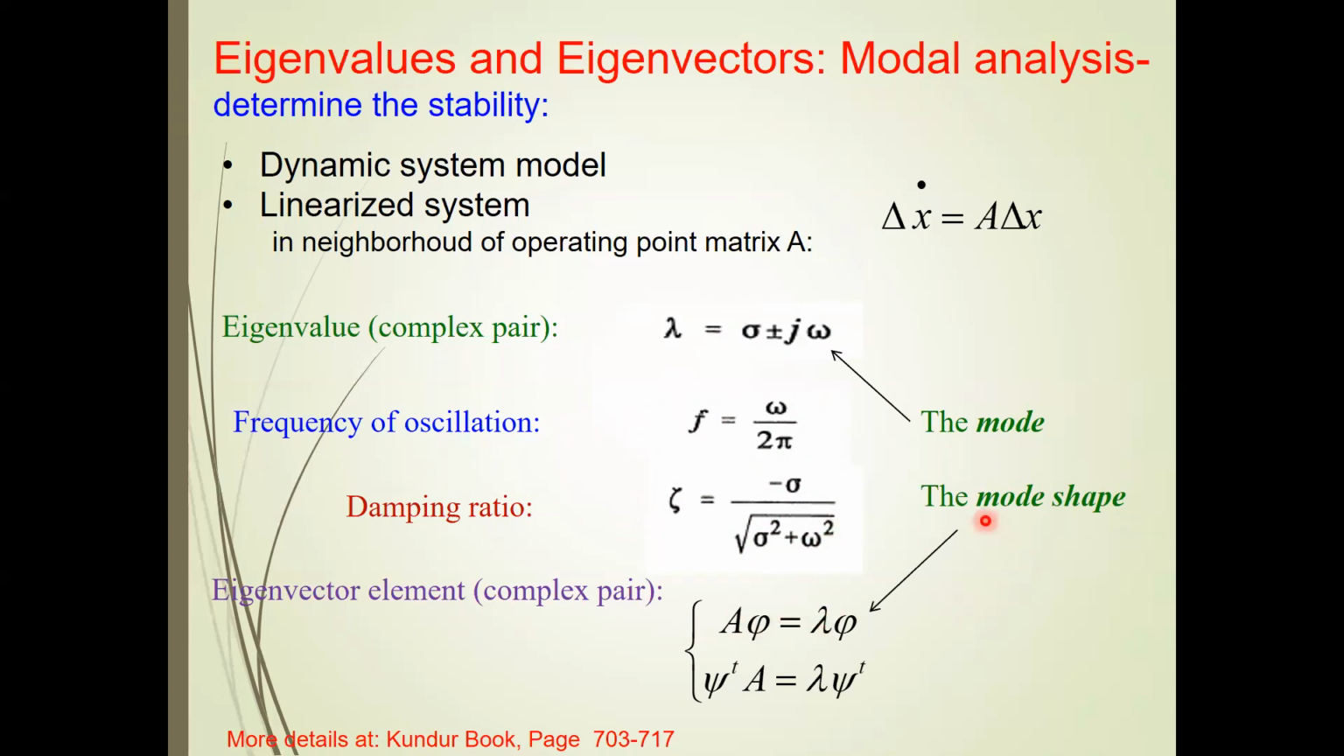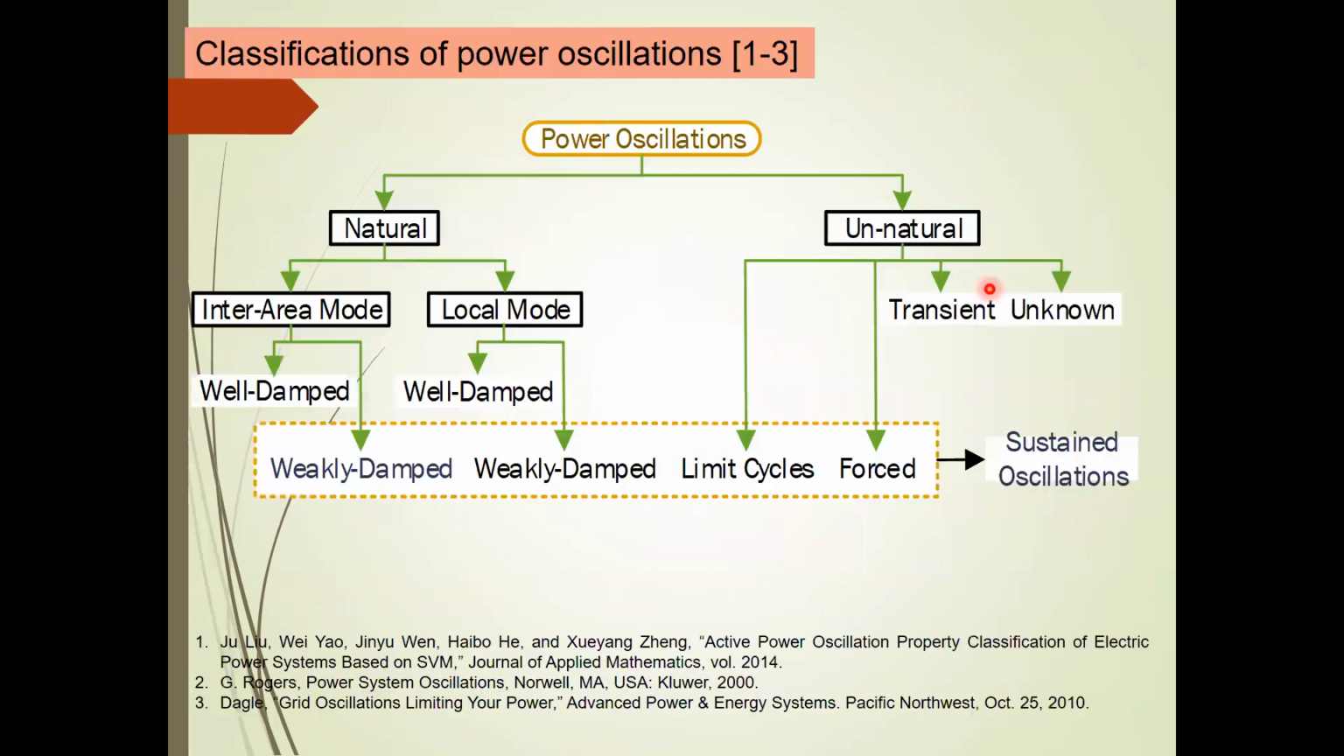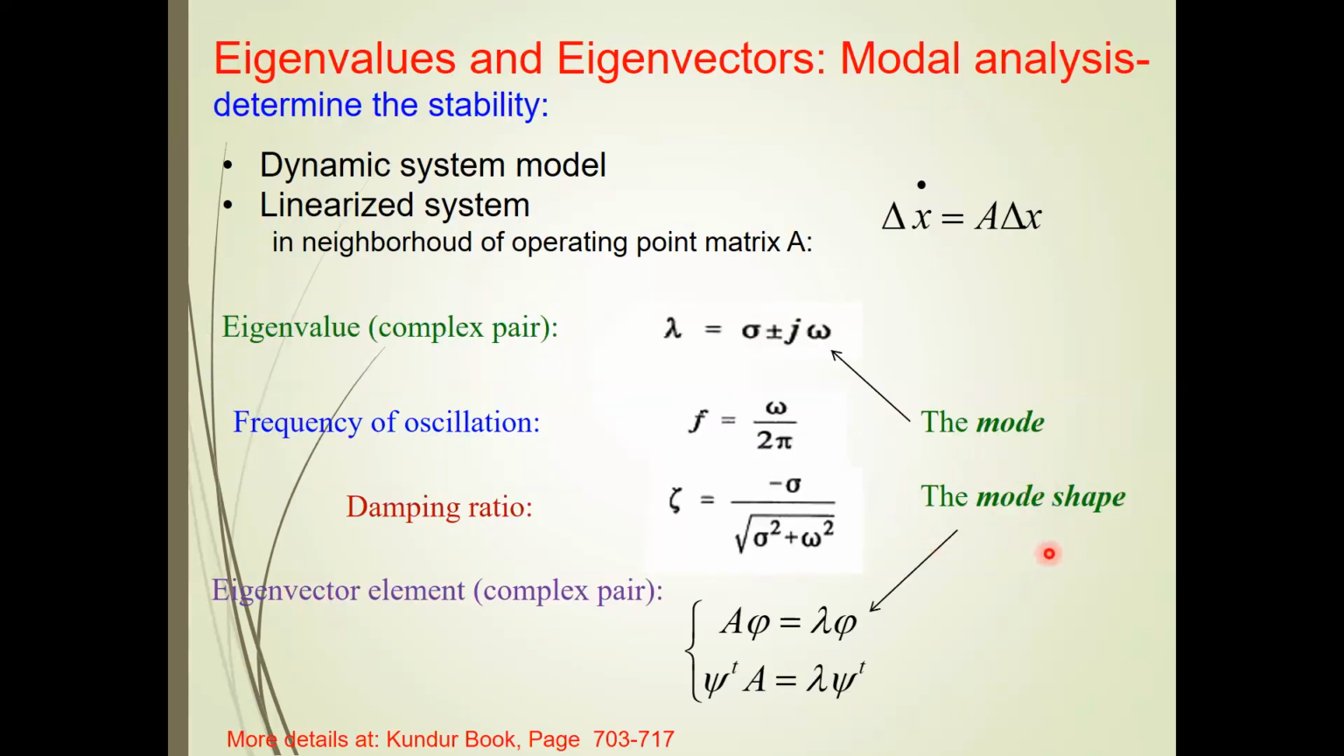From the modal analysis, we can know the mode shape. By the word modes, I mean: what is the phase of oscillation? Either they are in the opposite phase of oscillation or they are in the same phase of oscillation. So it is the mode shape that tells you how the two generators are oscillating with respect to each other. For that, we have to compute the eigenvector. I will discuss in detail later in the exercise how to calculate it. We calculate the left eigenvector and the right eigenvector, and from there we define the mode shape here.